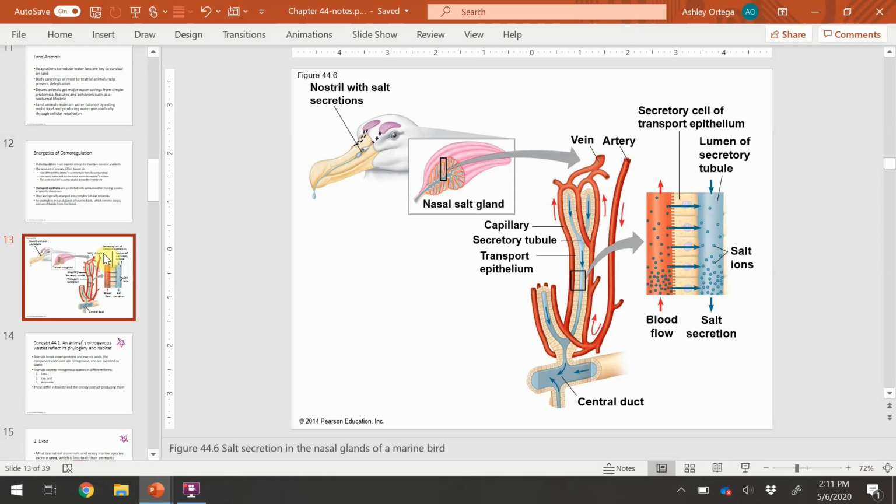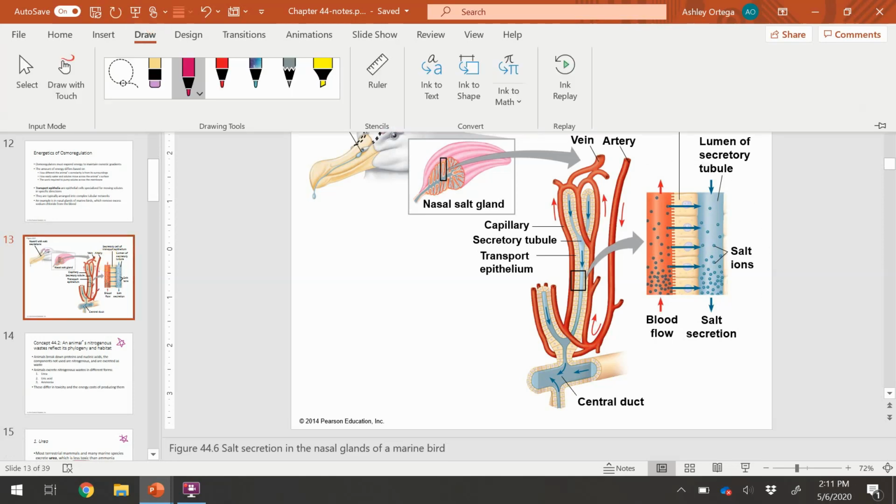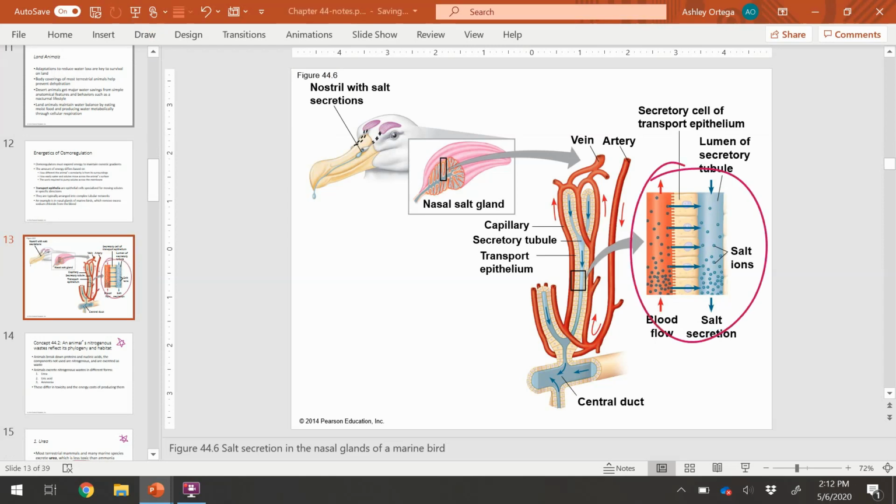And so if you look at this closer up image here, you'll see that in the blood flow, there's more salt starting out initially than in the lumen of the tube that's going to secrete that salt. And so as it moves across by diffusion, that salt is going to move out of the blood into that tubule, where then it's secreted out of that gland that's up top here. And so that's how they're able to drink this salt water without having the ill effects of dehydration that other animals would experience.